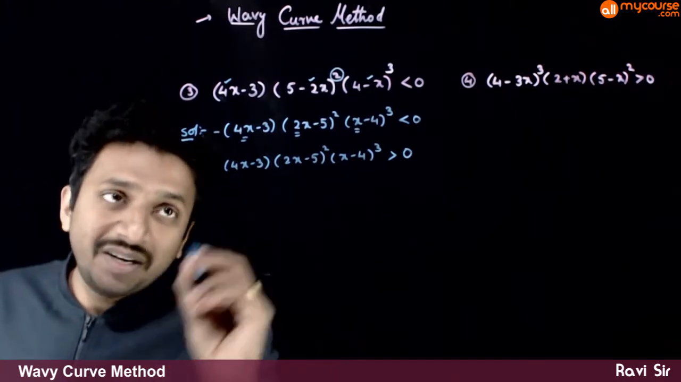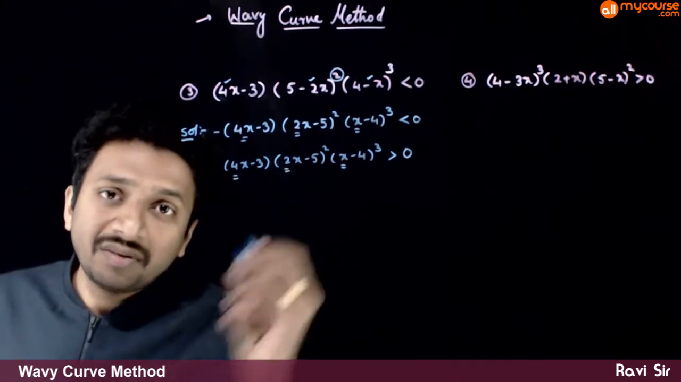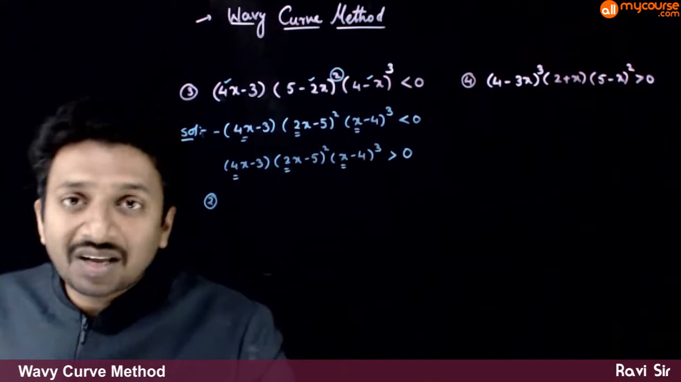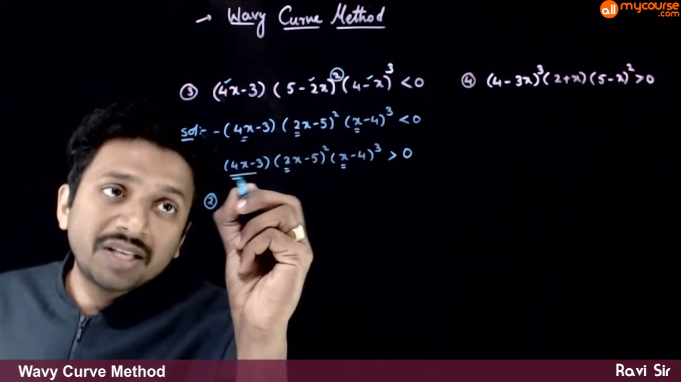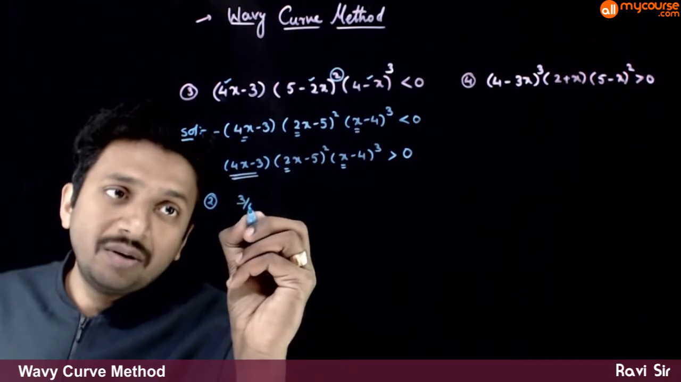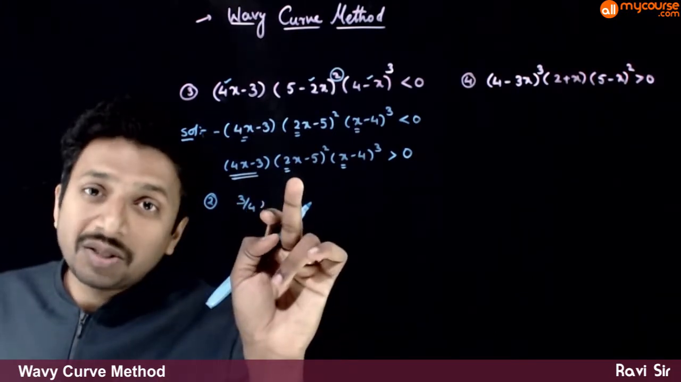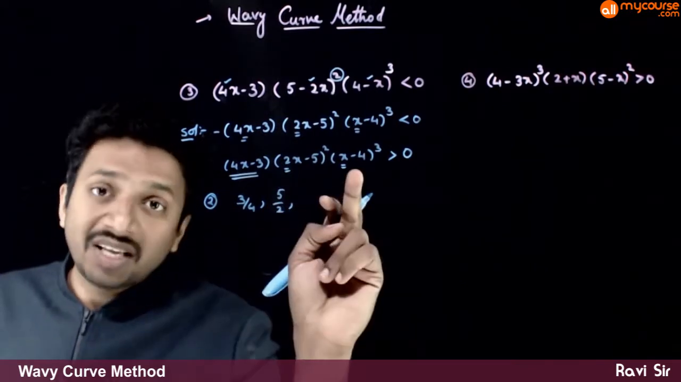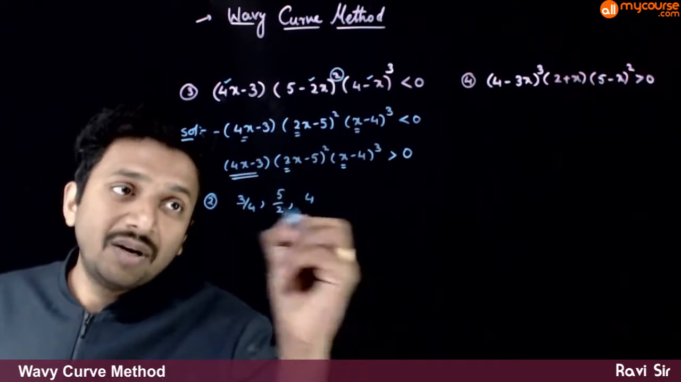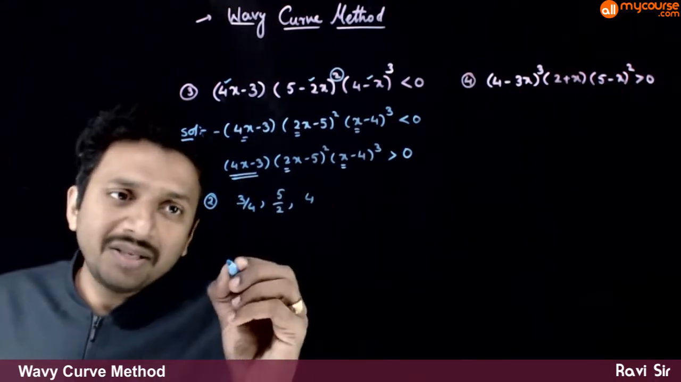So next, first stage has been done. All the leading coefficients are positive. Now let's go to the second stage, identification of critical points. Where is 4x minus 3 equal to 0? X is equal to 3 by 4. Where is 2x minus 5 equal to 0? X is equal to 5 by 2. Where is x minus 4 equal to 0? X is equal to 4. So you got the critical points.